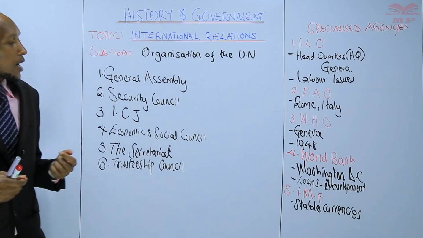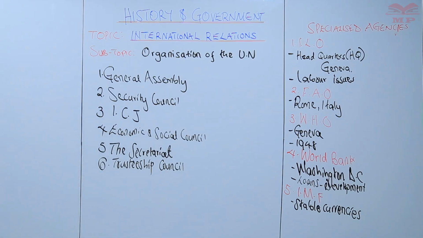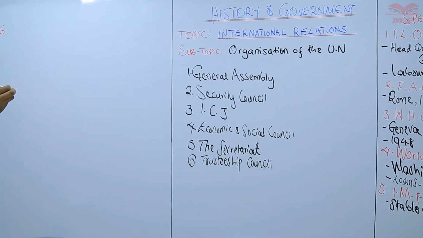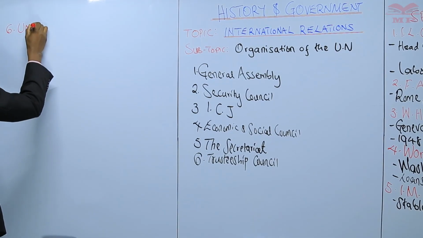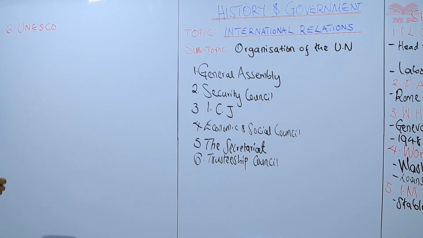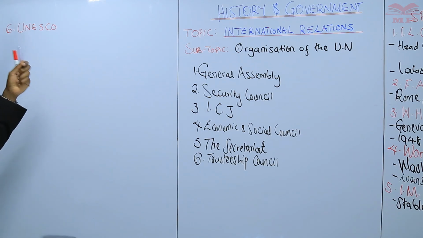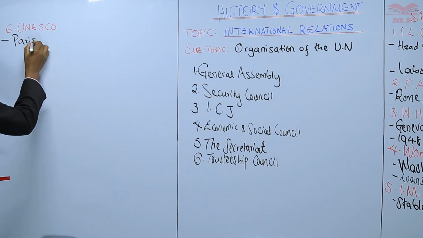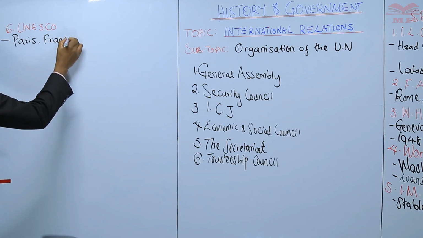Apart from those five, let us move a step further and look at the next organization, number 6, which is known as UNESCO, the United Nations Educational, Scientific, and Cultural Organization. It is headquartered in Paris, which is in France. That is where you will find its headquarters.